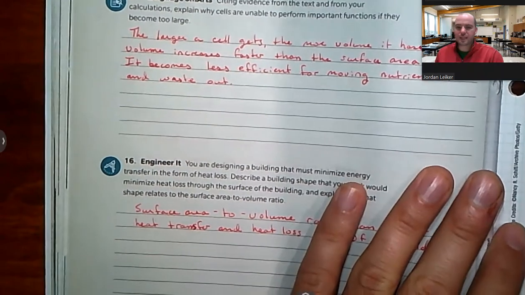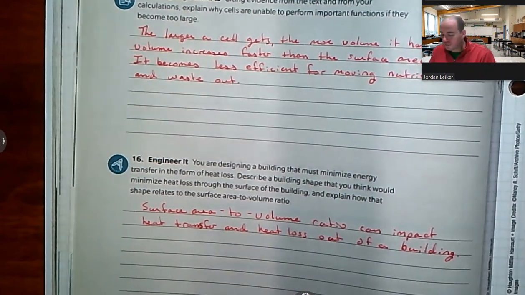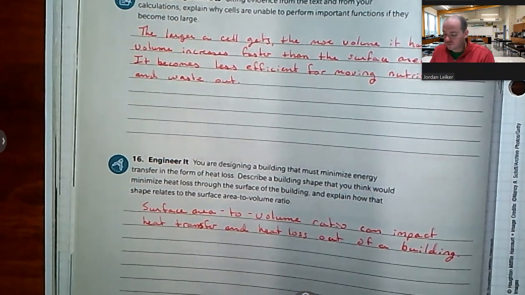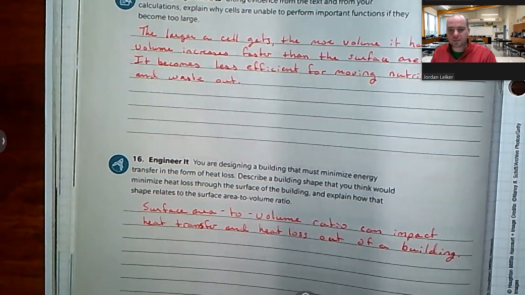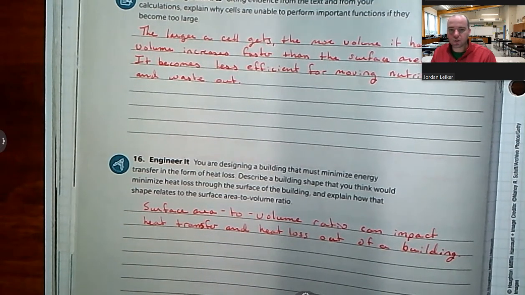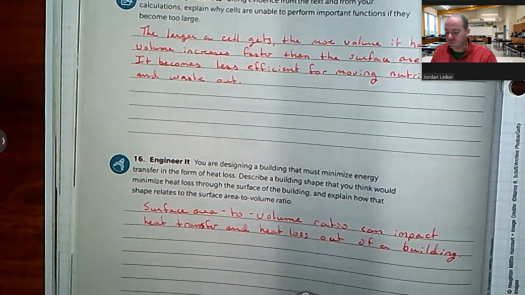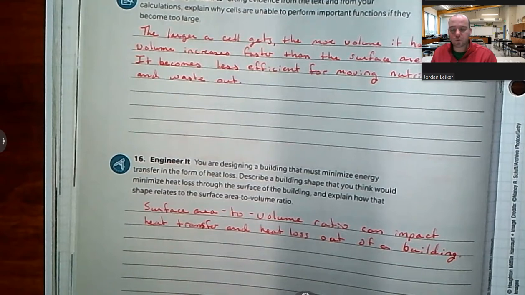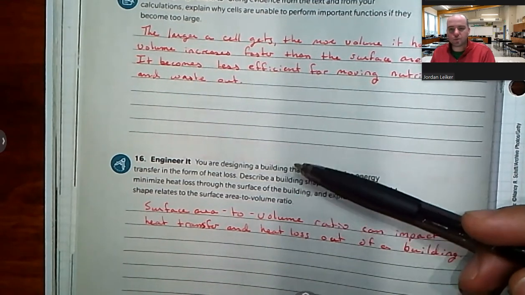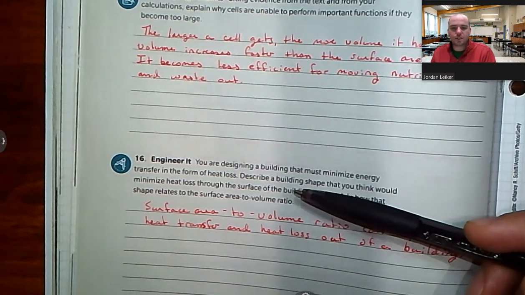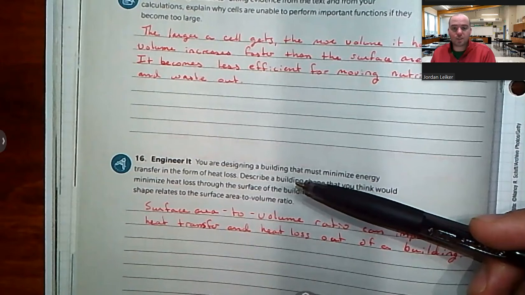And so if we were designing a building, say we were designing a building that must minimize energy transfer in the form of heat loss, describe the building shape that would minimize heat loss through the surface of the building. And we want to explain our reasoning there. And so basically, if we wanted to minimize heat loss, we don't want to allow heat to get to the outside. And so we want a shape that's basically the opposite of what a cell wants.